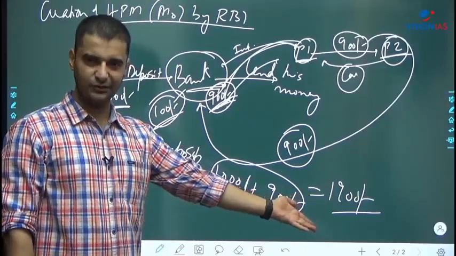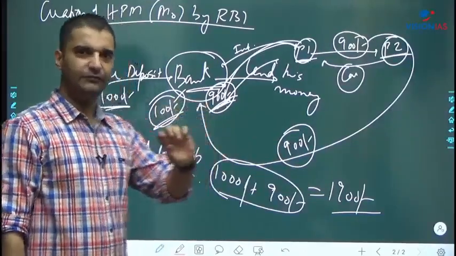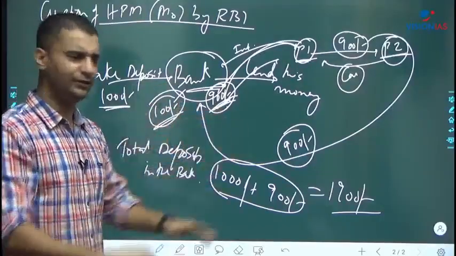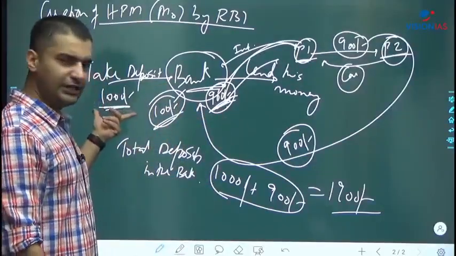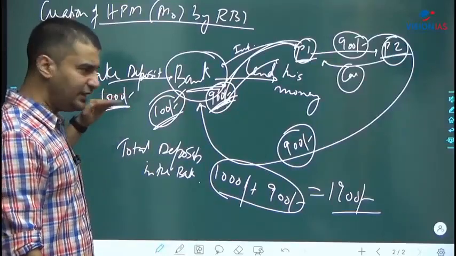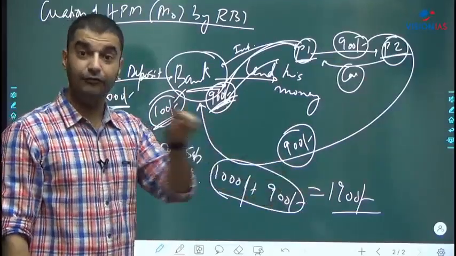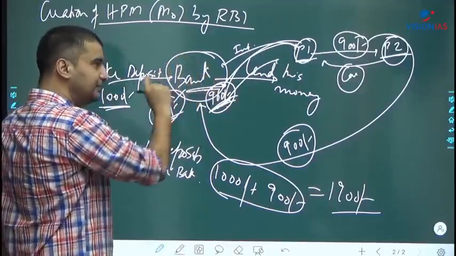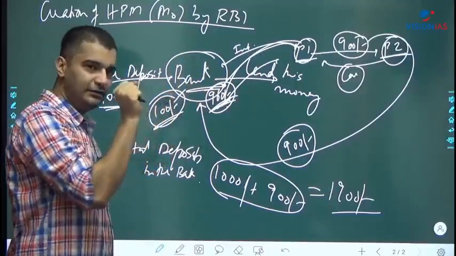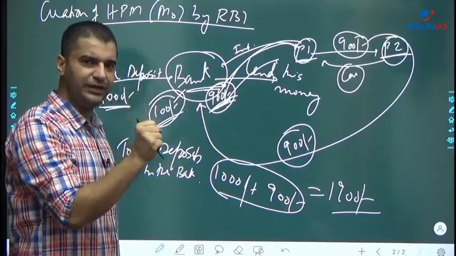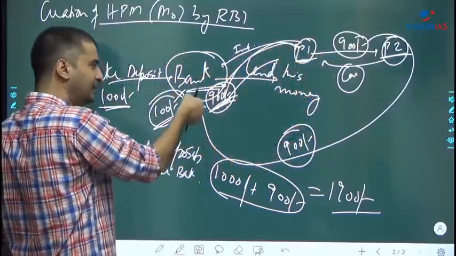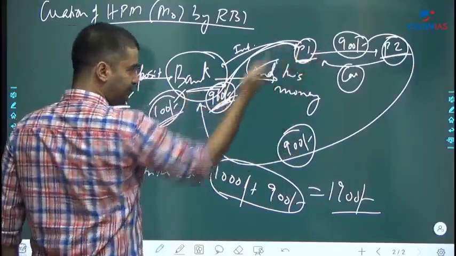Money supply increase हो गई. Money supply which was initially only 1000 rupees, deposit का part, let's assume currency 0 है. Money supply which was initially 1000 rupees has now increased to 1900. Why has it increased? It has increased because the bank has circulated that initial 1000 rupees in such a manner that it has come back to the bank in the form of deposits of some person.